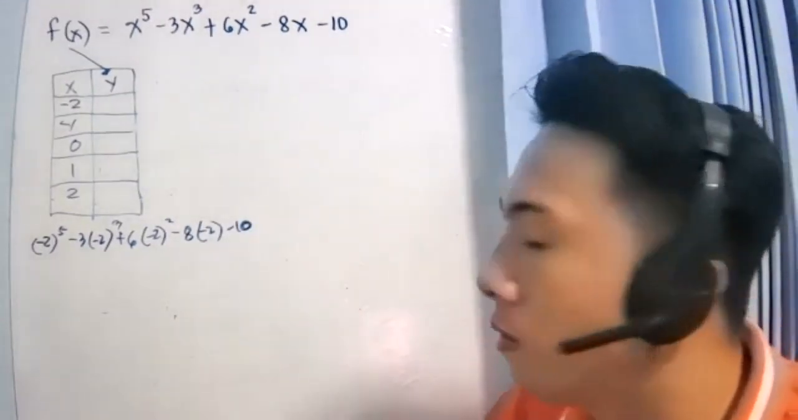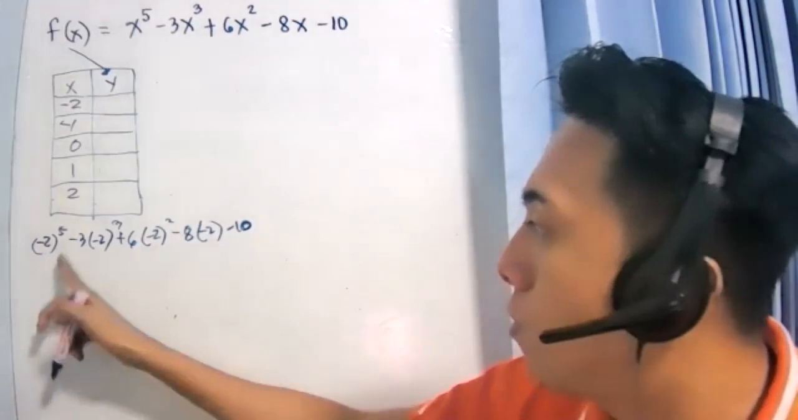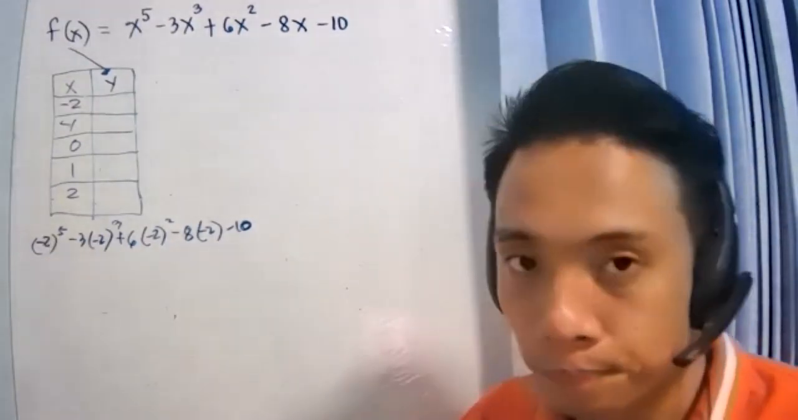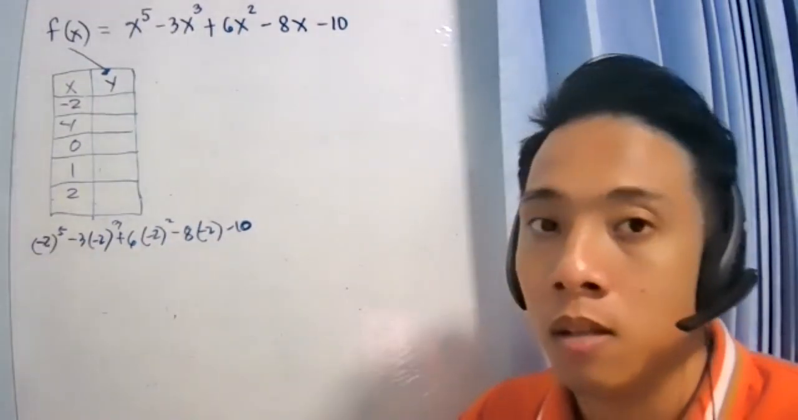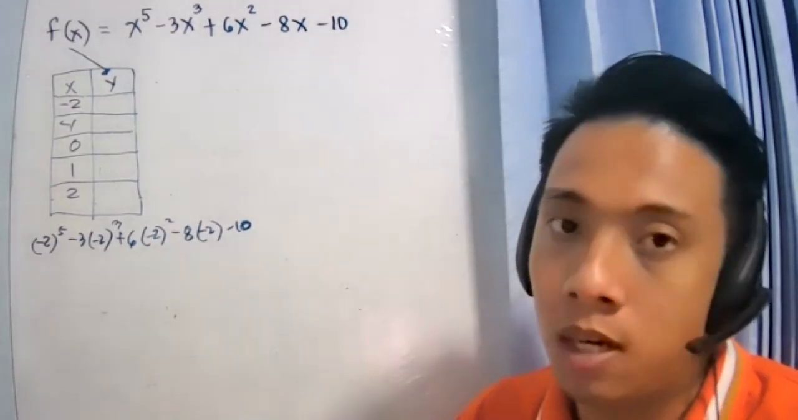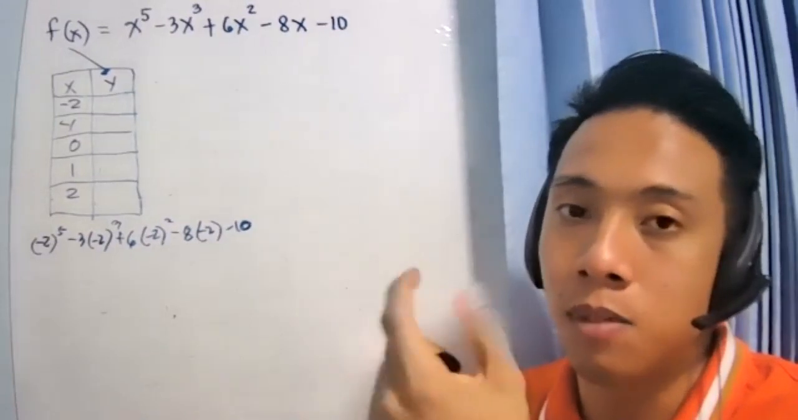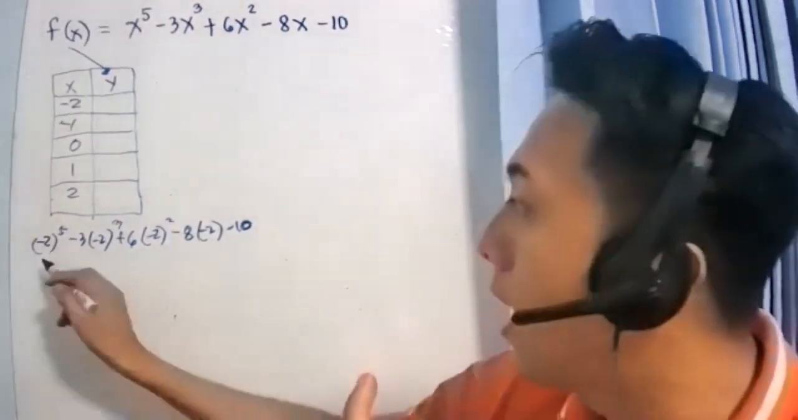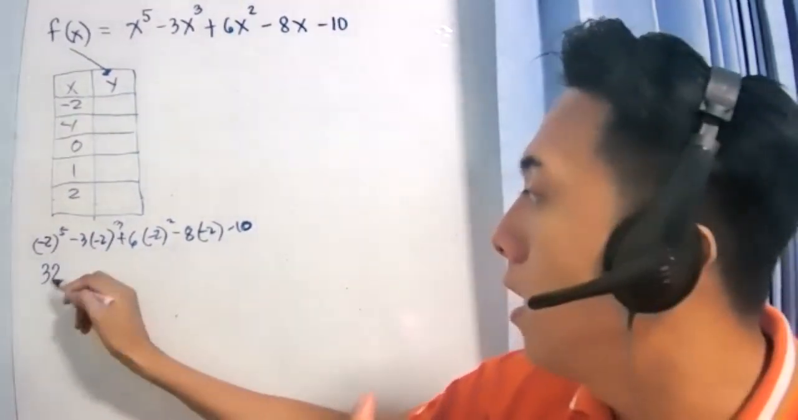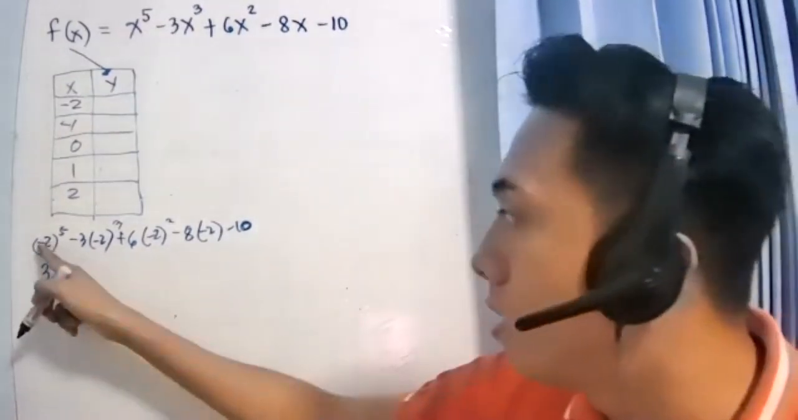And if we solve all of those, what is -2 raised to 5? That is 2 times 2, 4, times 2, 8, times 2, 16, times 2, 32. So what will be the sign of this 32? Is it negative or positive?